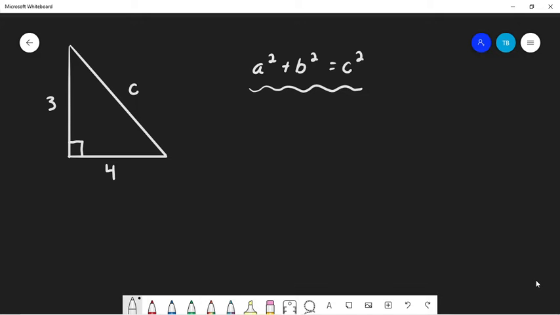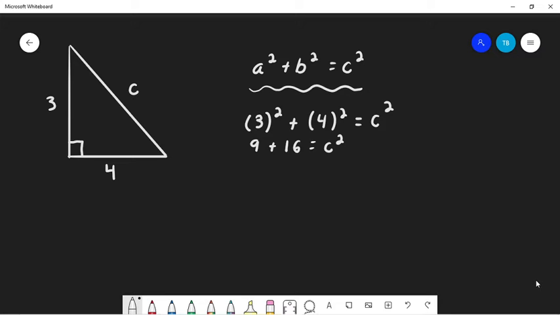So we'll say that the 3 is our A term here. So we'll say that 3 squared plus, and then the 4 will be our B term. So that's 4 squared equals the hypotenuse squared. And we don't know what the hypotenuse is, so we'll just say C squared. Okay, and then we'll evaluate this. So 3 squared is equal to 9. So 9 plus 4 squared is equal to 16 equals still the unknown C squared.